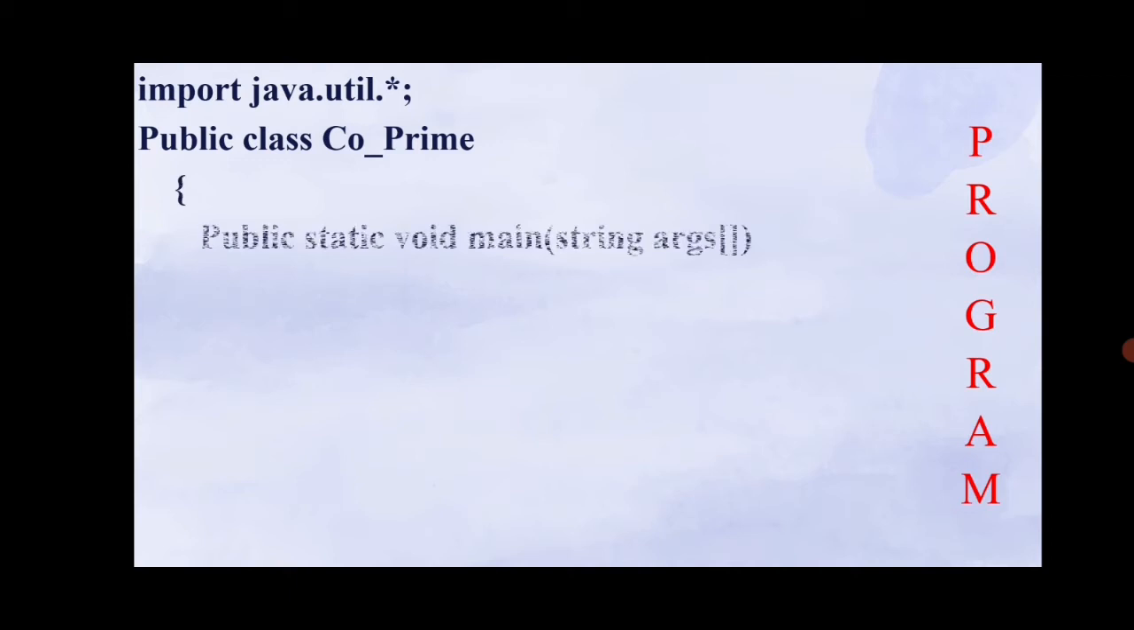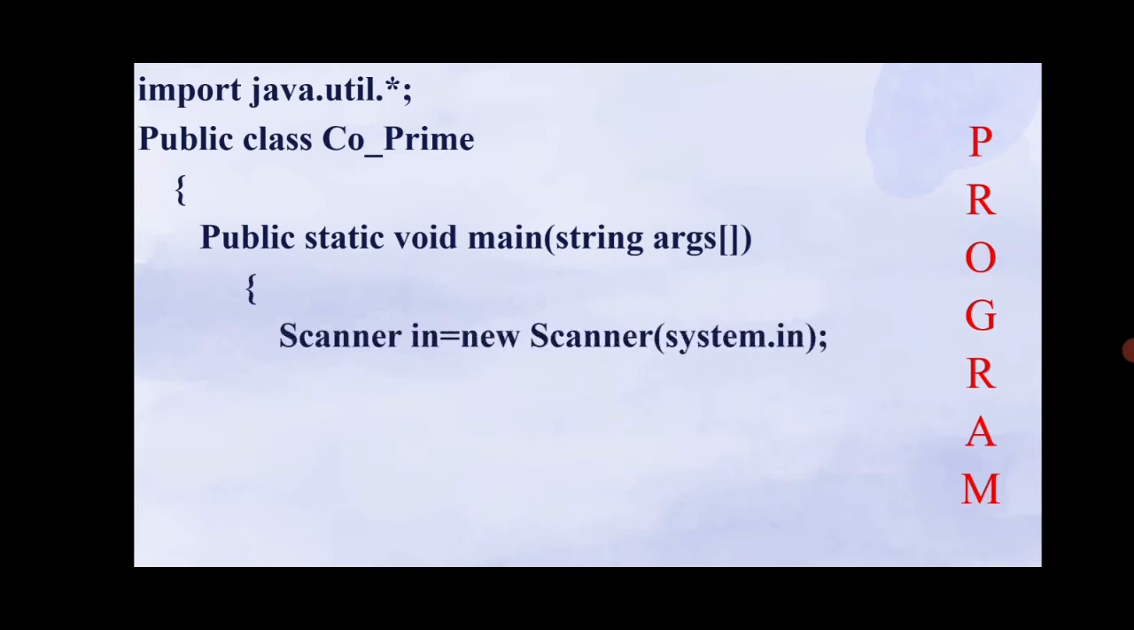Open braces. public static void main(String args[]). Open braces. Scanner in = new Scanner(System.in). Here we are creating an object in for the class Scanner. And the next one is int n1, n2, i, flag = 0.